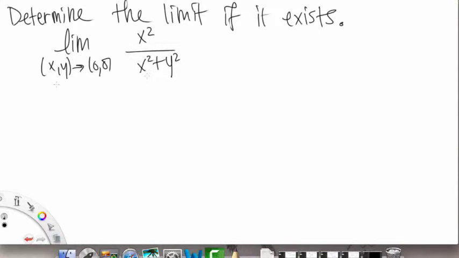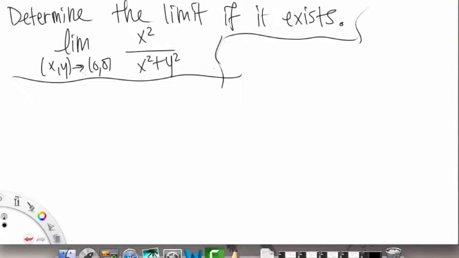Let's see. How are we going to even see what happens here? First of all, we could try just computing the limit. But if we just plug in (0, 0), that would turn out to be 0 over 0, which is an indeterminate form, right? So that wouldn't work.